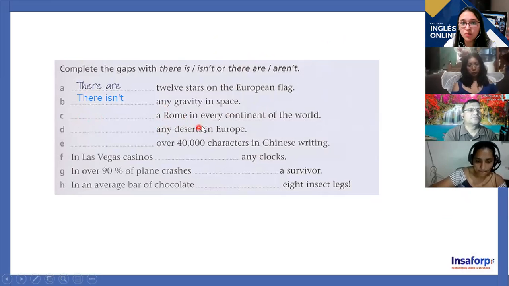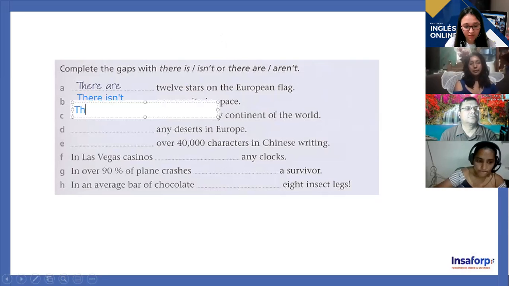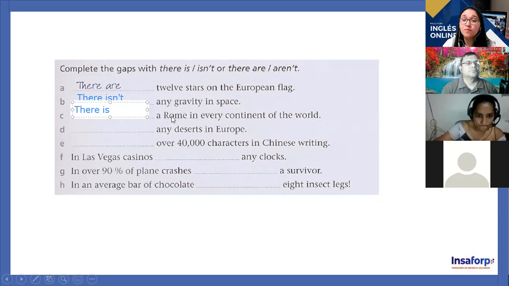Okay, what about letter C? Tenemos a wrong in every continent of the world. ¿Qué podemos utilizar? What can we use? There is. Exactly right. ¿Por qué estamos utilizando there is, no there are, there aren't? Because it's singular. We have a wrong, right?